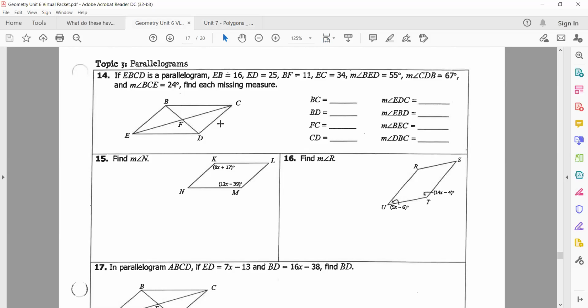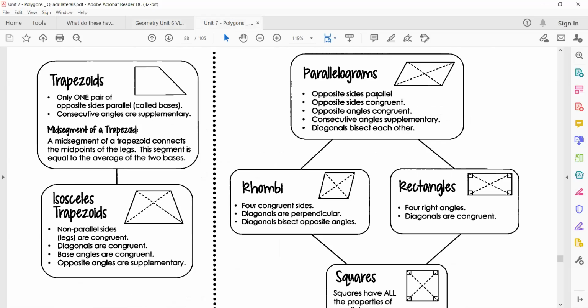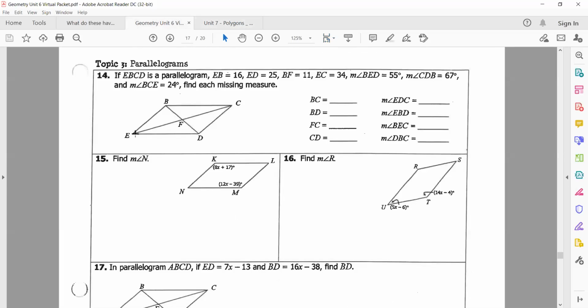So properties that are going to come into play on the side lengths or these diagonal lengths: opposite sides are parallel. That doesn't do anything for us. It doesn't help us figure out any measurements, but opposite sides are congruent does help us. So if I know that EB is 16, then I also know that DC or CD is also 16. Opposite sides are congruent. So that's where you fill that in over here in this little table.